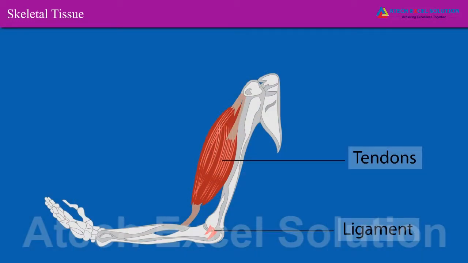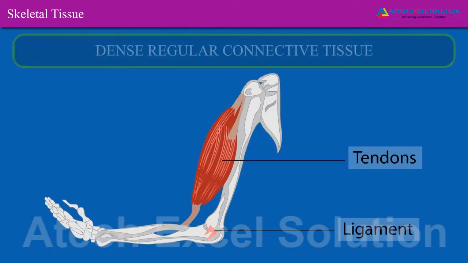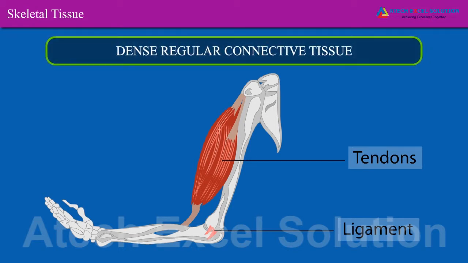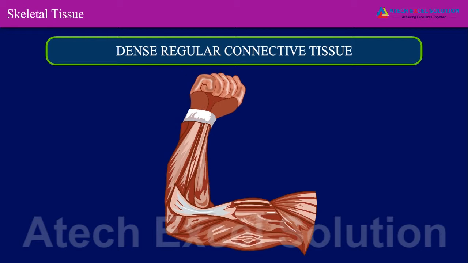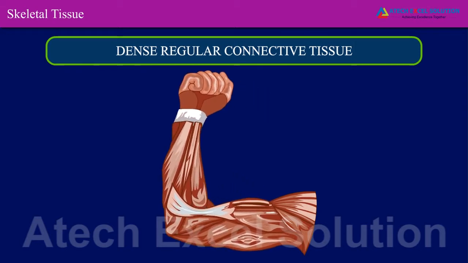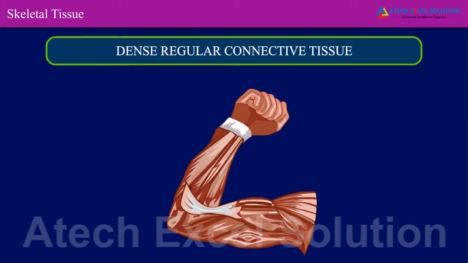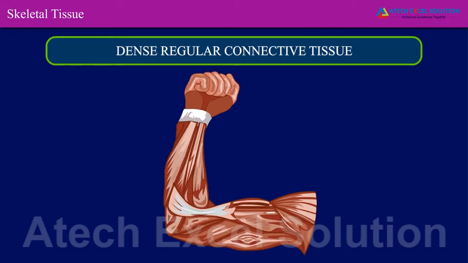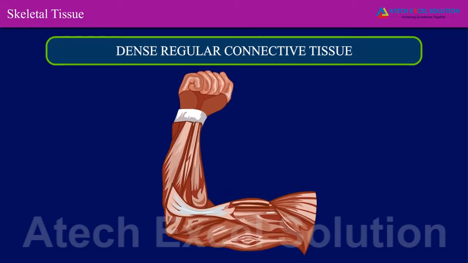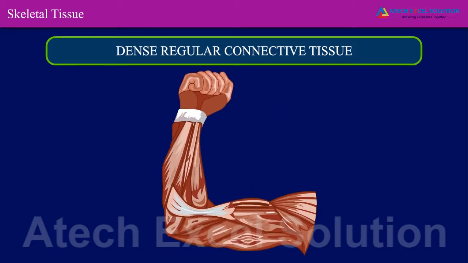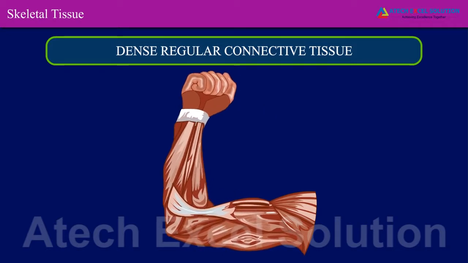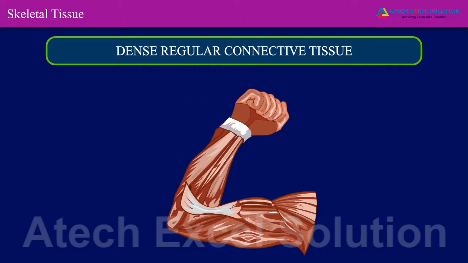Tendons and ligaments are part of dense regular connective tissues. They are fibrous in nature. Two bones can be connected to each other by a ligament, which is very elastic and has considerable strength. Ligaments contain very little matrix. Tendons connect muscles to bones and are fibrous tissue with great strength but limited flexibility.